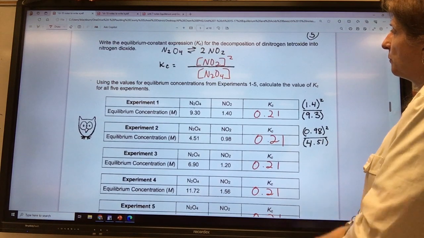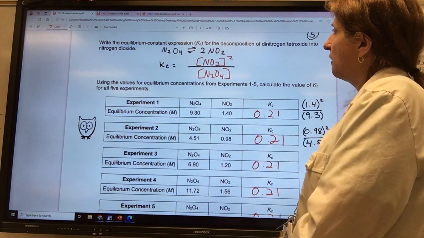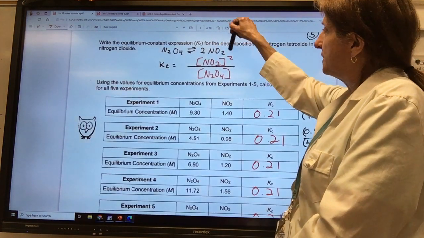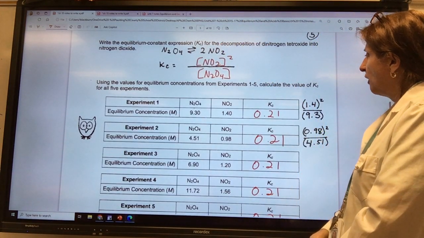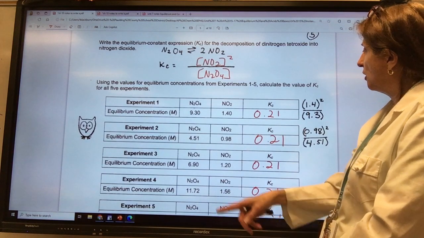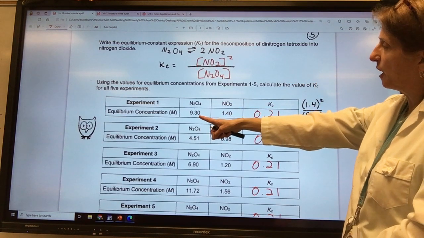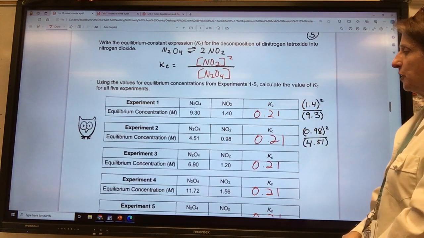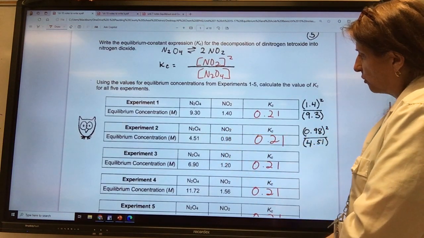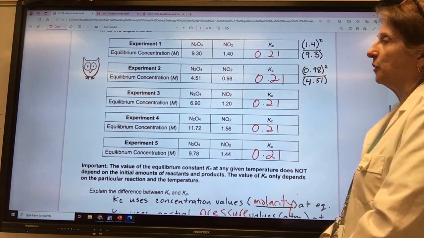Okay, so we were supposed to write this, K sub C, our equilibrium expression, and so we put products on top, reactants on bottom, raised to the power. Now, we're going to fill in these concentrations. So here we take our 1.4, put it in the numerator, square it, divided by 9.30, and the answer is 0.21. We do our second one, same thing, 0.98 squared divided by 4.51, oh, it's 0.21 again. And in fact, they're all 0.21.